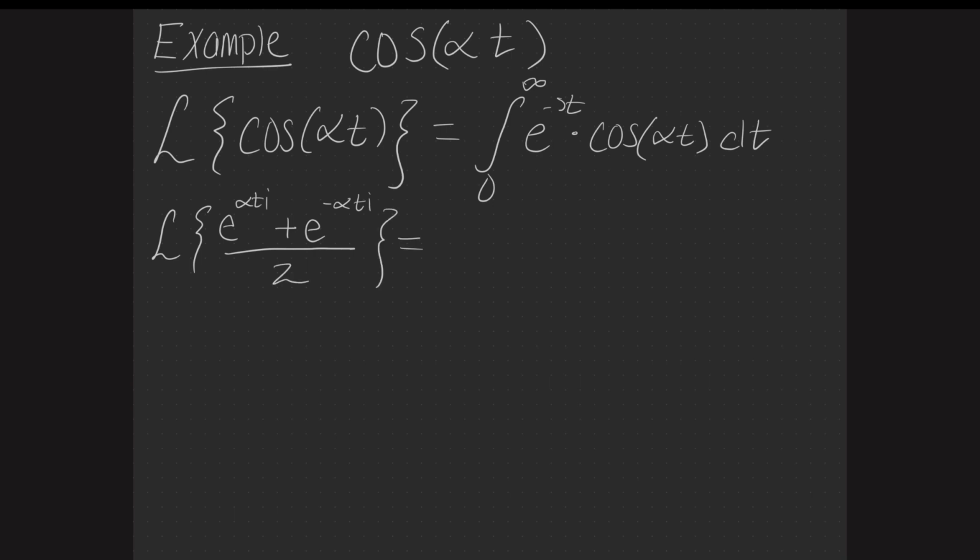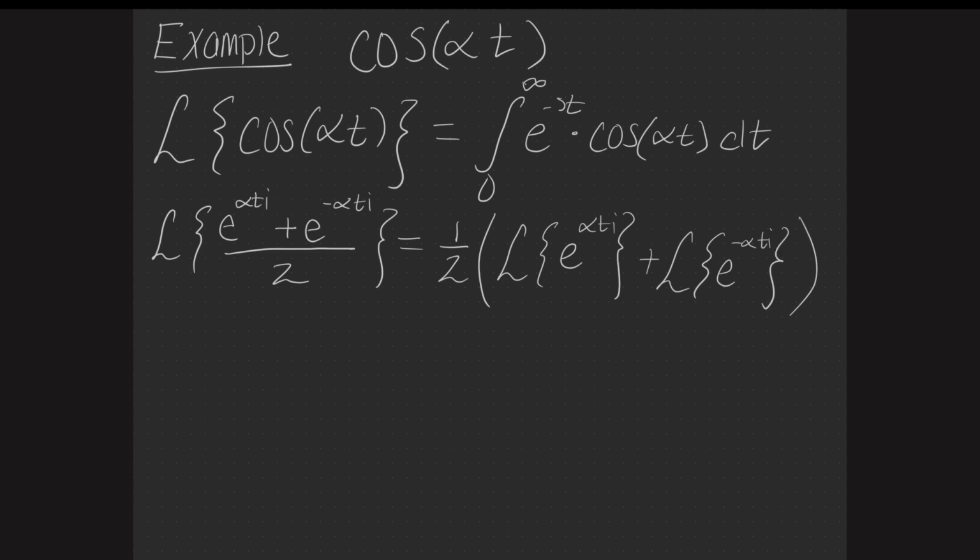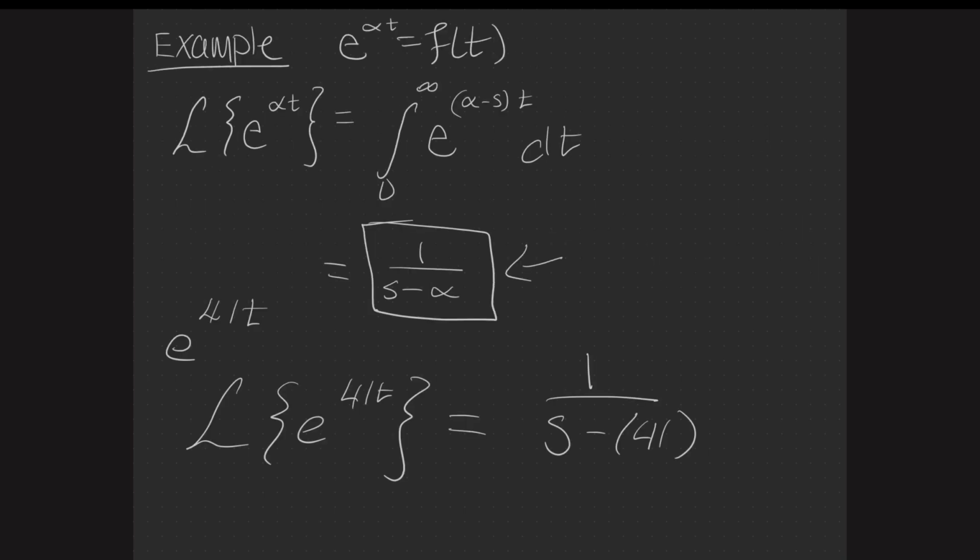Now we're going to take advantage of the linearity of the Laplace transform. We're going to take that 1/2 out and then split up this addition. So then we now have the Laplace transform of e to the alpha ti plus the Laplace transform of e to the negative alpha ti. Luckily for us, we already solved for getting the Laplace transform of these exponentials, so we could just apply that formula here. So let's recall our formula real quick.